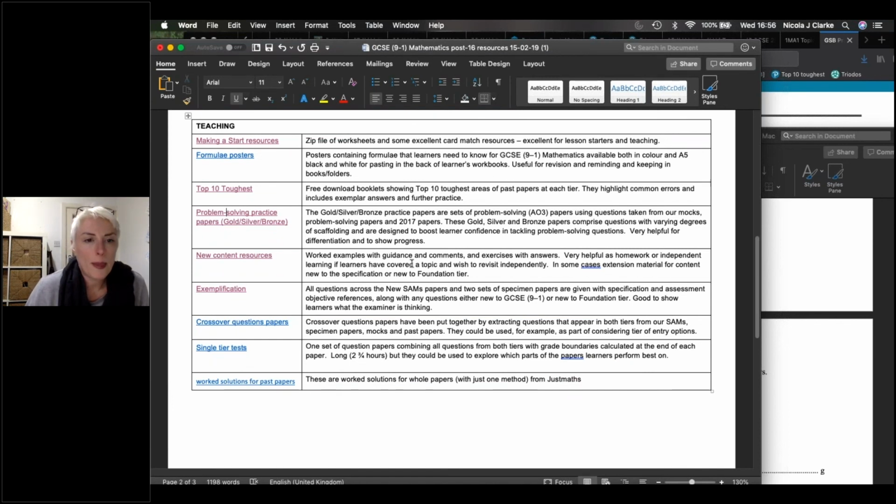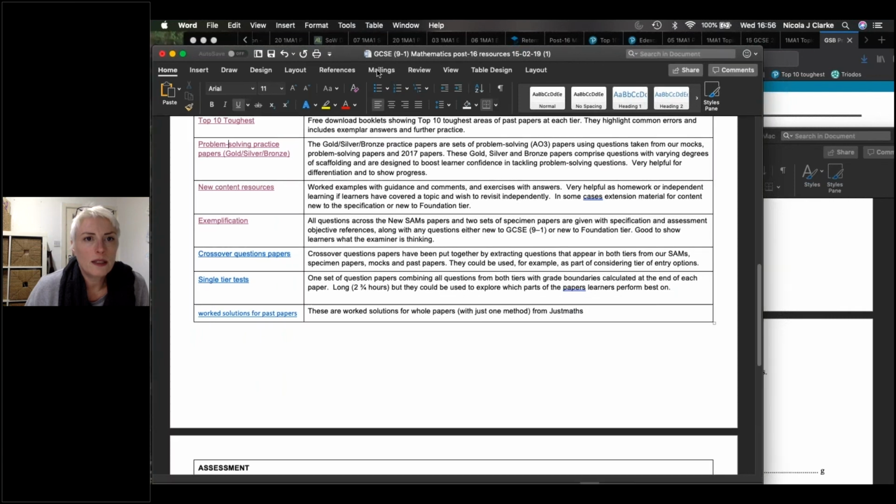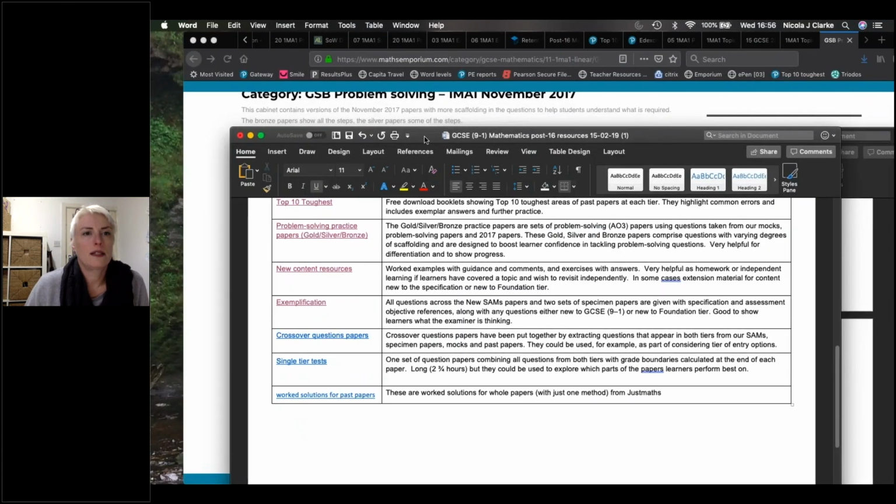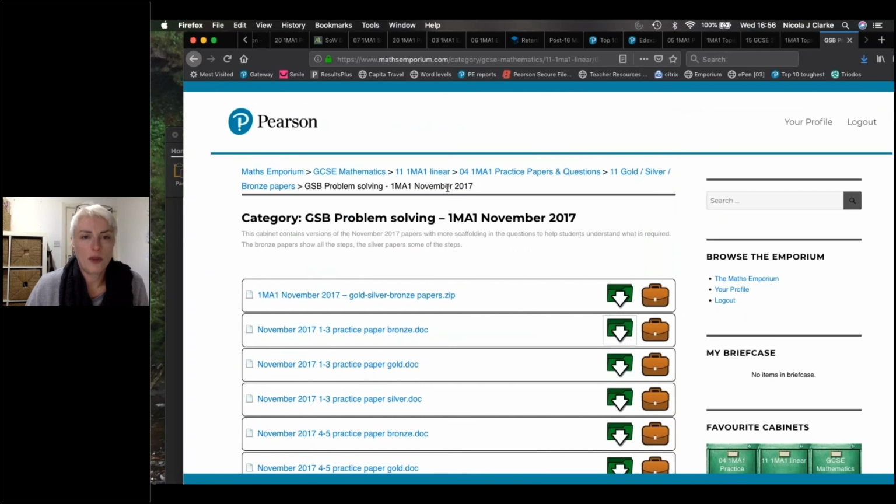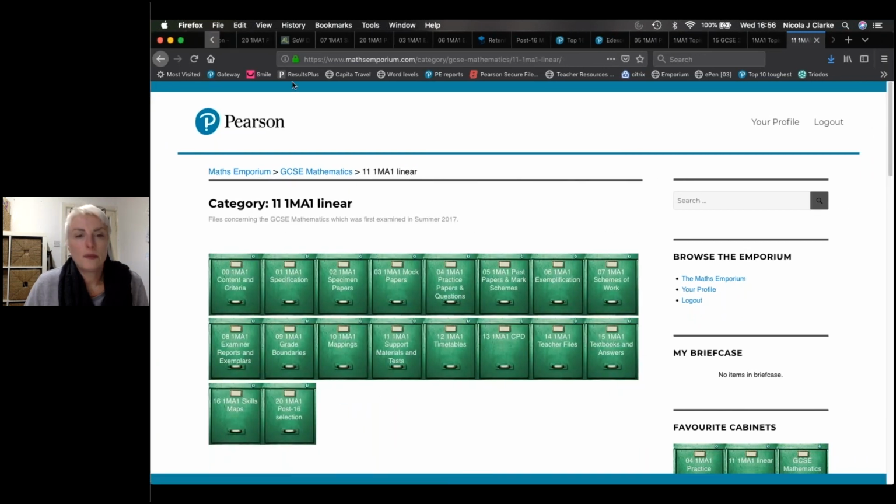That's my summary of the resources that we've got in here and ways that I would use them and have used them in class. That's the GCSE Mathematics file cabinet, and there's quite a lot of information there that should save you valuable time, really, allowing you to focus on your classes.